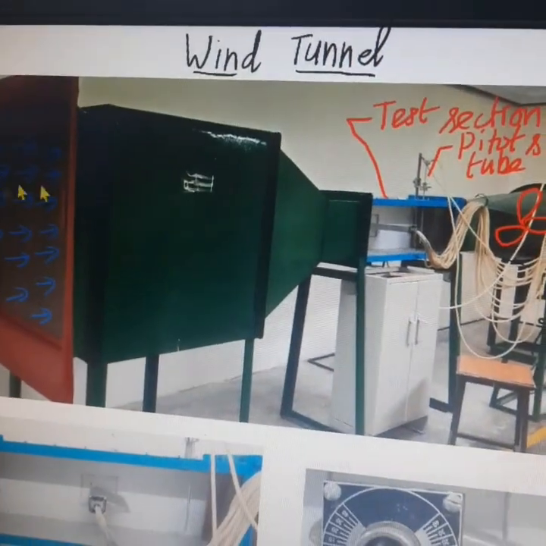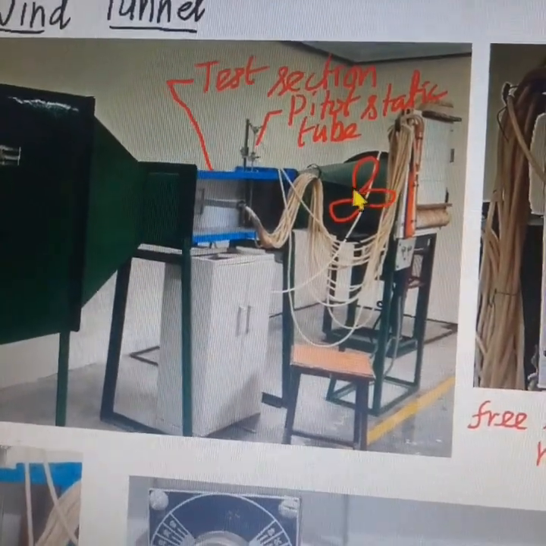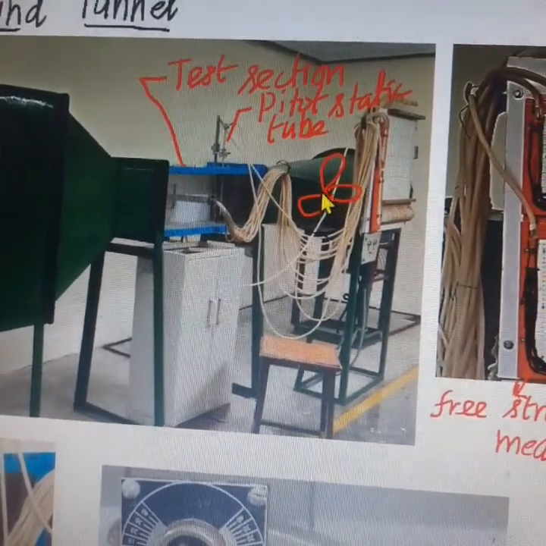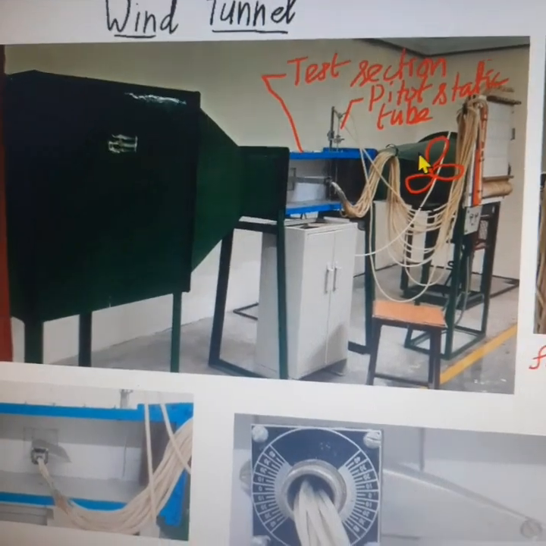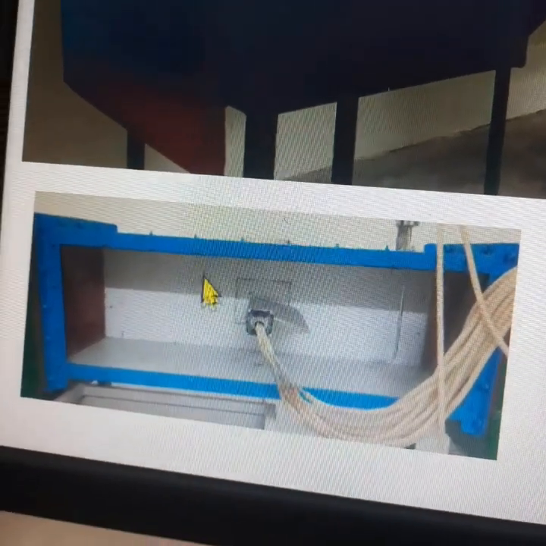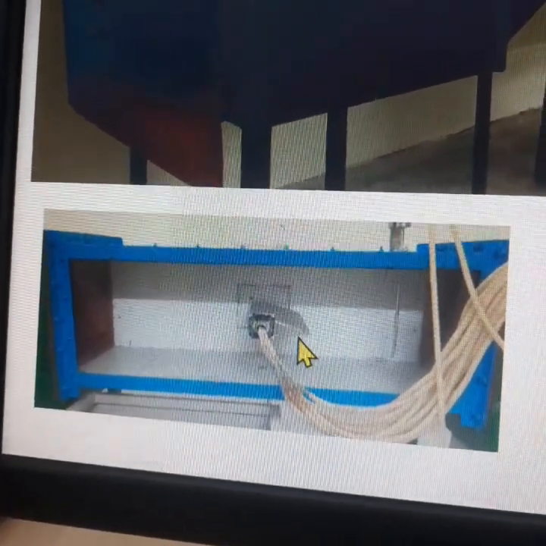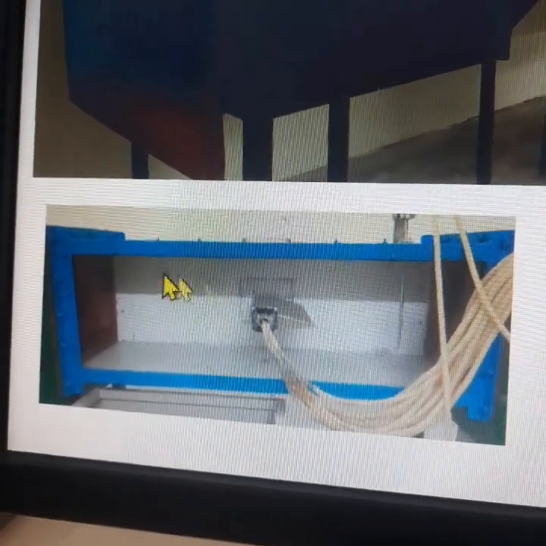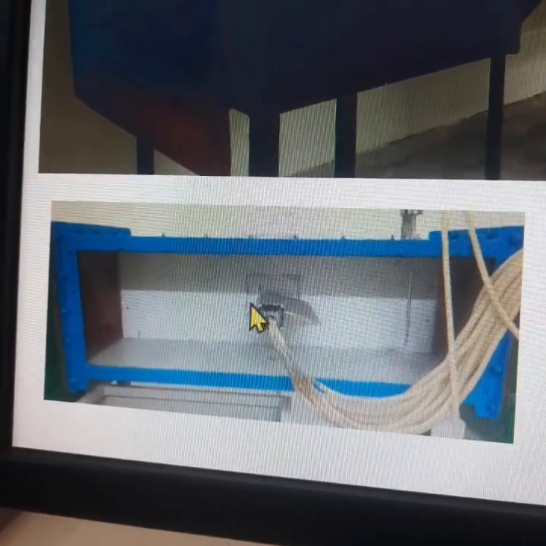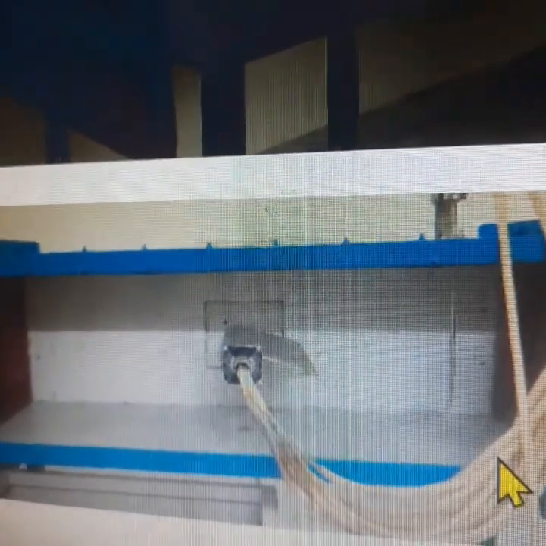The air flowing over the test section will be uniform in velocity, and the air is going out on the other end of the wind tunnel. The test section is shown in this picture. Any model whose lift and drag characteristics are to be found out can be fitted inside the test section for analyzing. In this example, an aerofoil model is kept inside the test section.